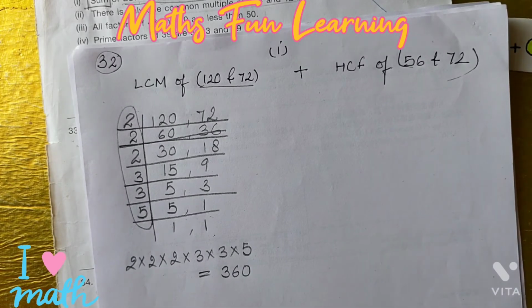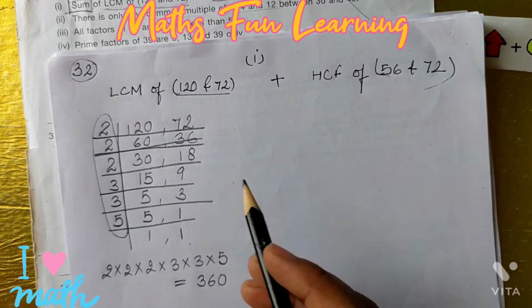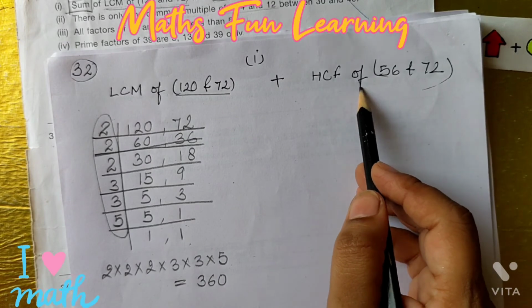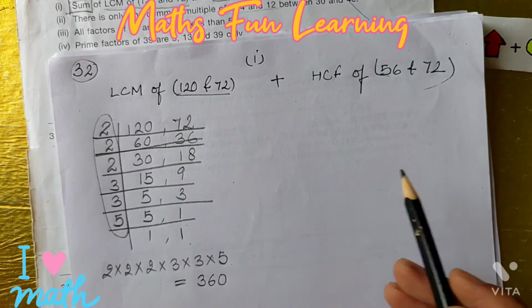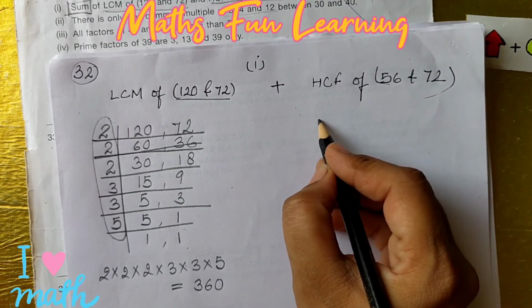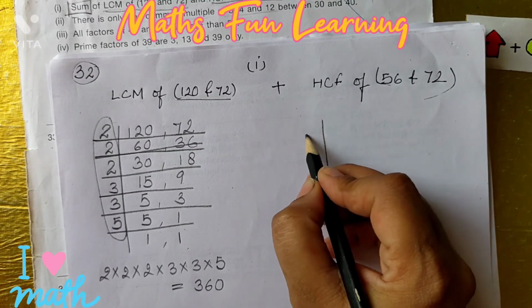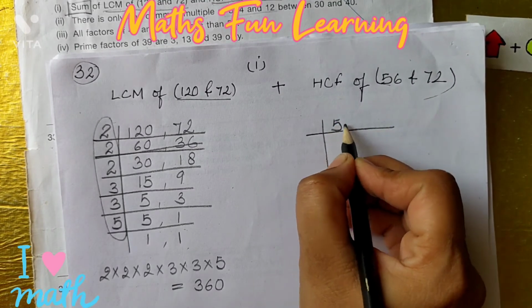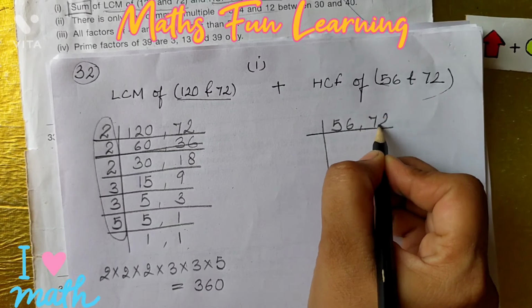Now let's find out the SCF. We are going to find SCF with the same method, that is called the division method, which looks like a ladder. 56 and 72.